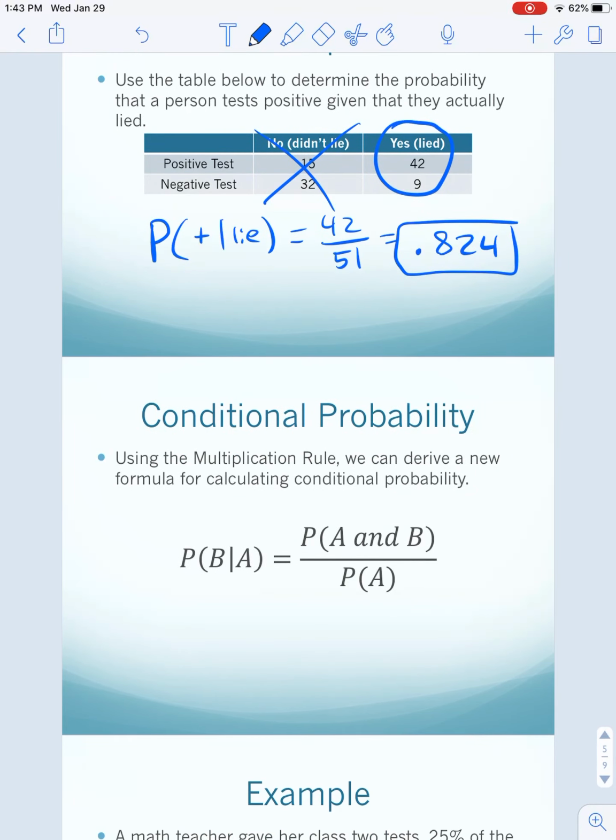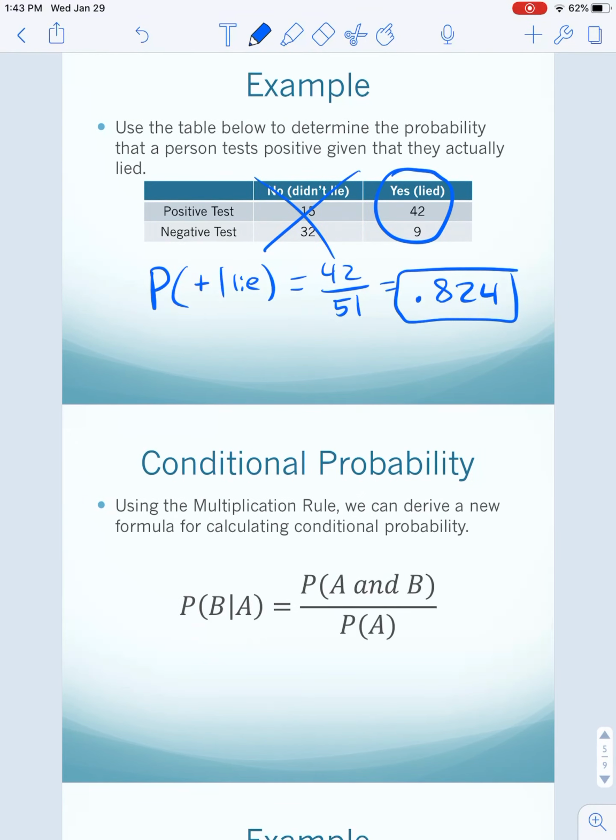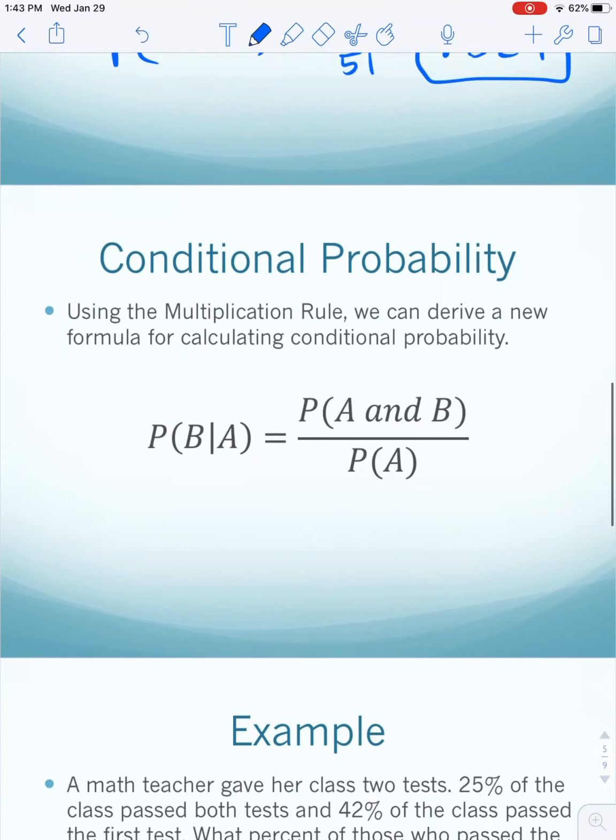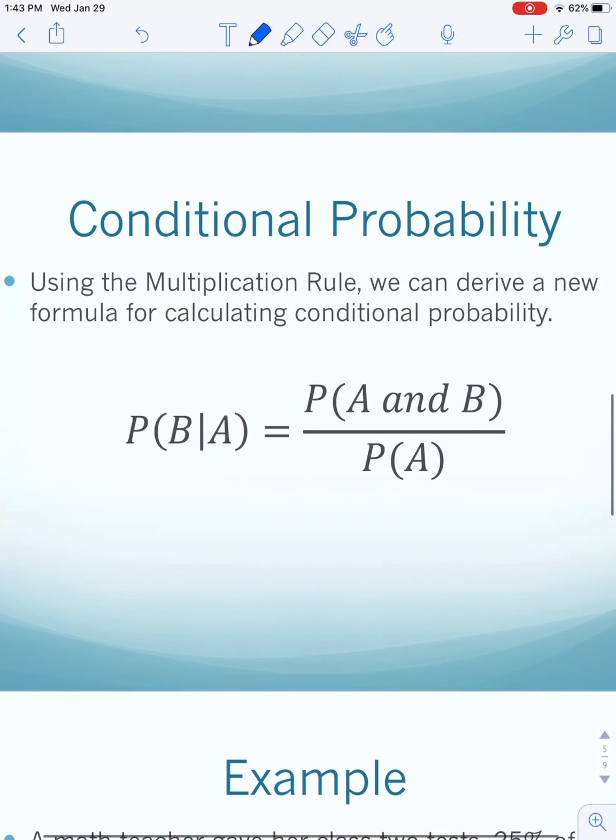Now, that was done logically. Not all problems can be done that logically. You don't always have a table. You can't always figure it out. So we need a formula for this. And this is the conditional probability formula. So we learned 2 formulas today that need to go on the cheat sheet.